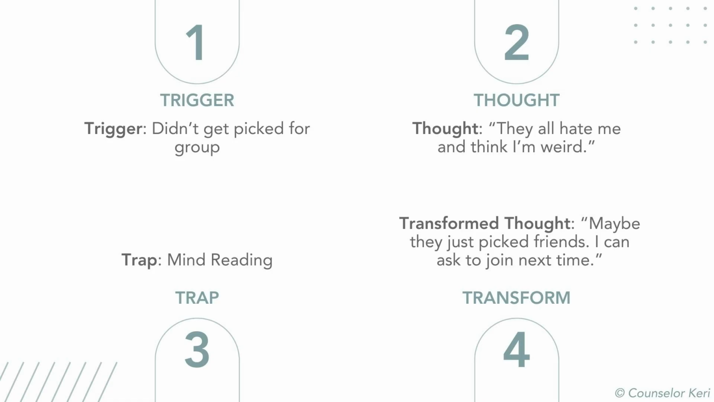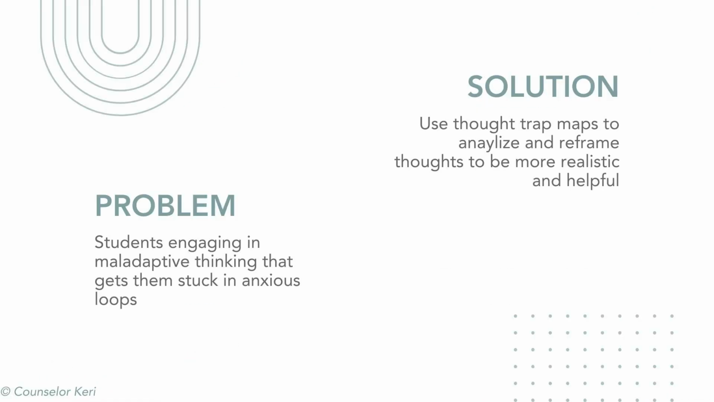Then we can move on to step 4, transforming our thought. So maybe they could land on something like, maybe they all just pick their friends. I can ask to be included next time. So once they work through the thought map, they're able to see a new possibility, and then they can take action instead of spiraling.